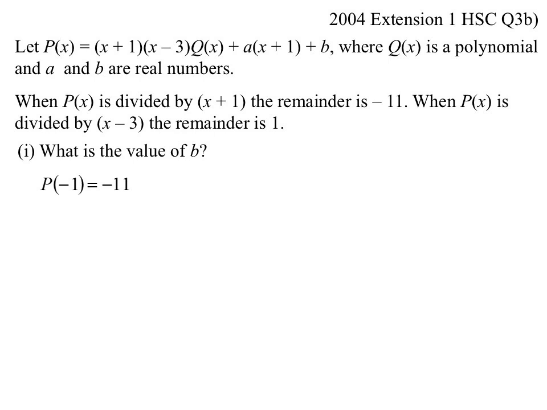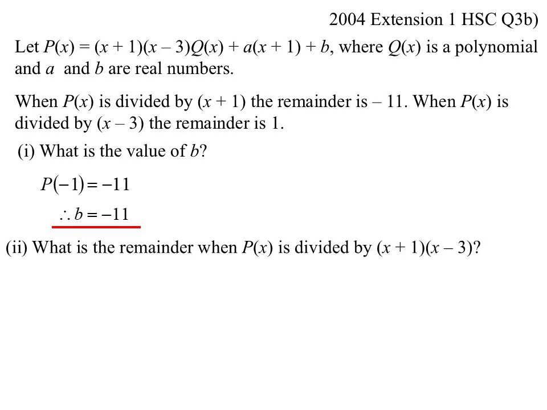They've told me that when I divide by x plus 1, in other words, when I substitute in negative 1, I'll get negative 11. Now that's nice for this question because it means that first term is going to be 0, that second term is going to be 0. So actually I'm just going to be left with b. So b is negative 11.